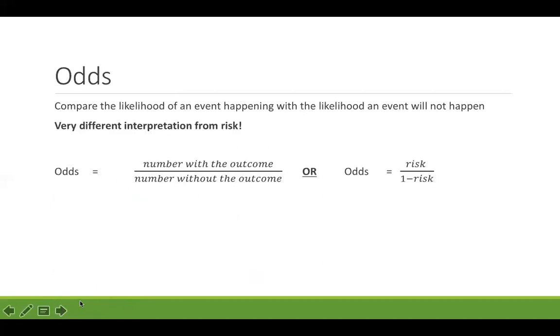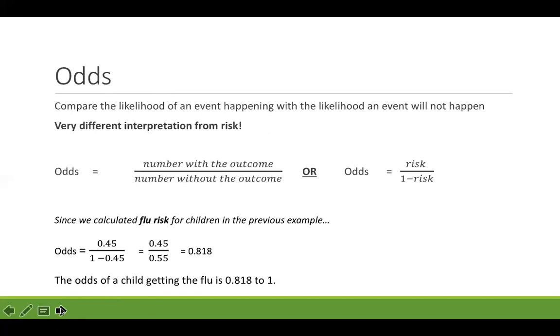So next is odds. It's important not to confuse risk and odds because they seem similar, but odds compares the likelihood of an event happening with the likelihood of an event that will not happen. So it's a different interpretation from risk, but it really just compares risk. The formula for odds is number with an outcome over number without an outcome, or risk over 1 minus risk.